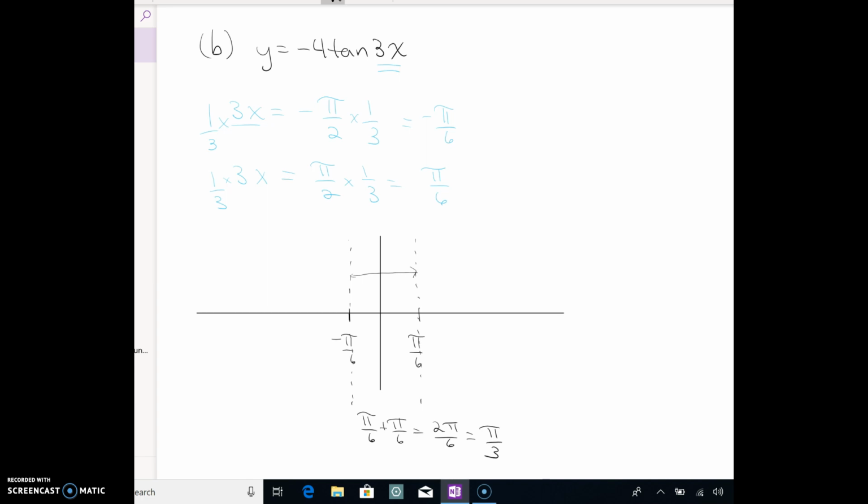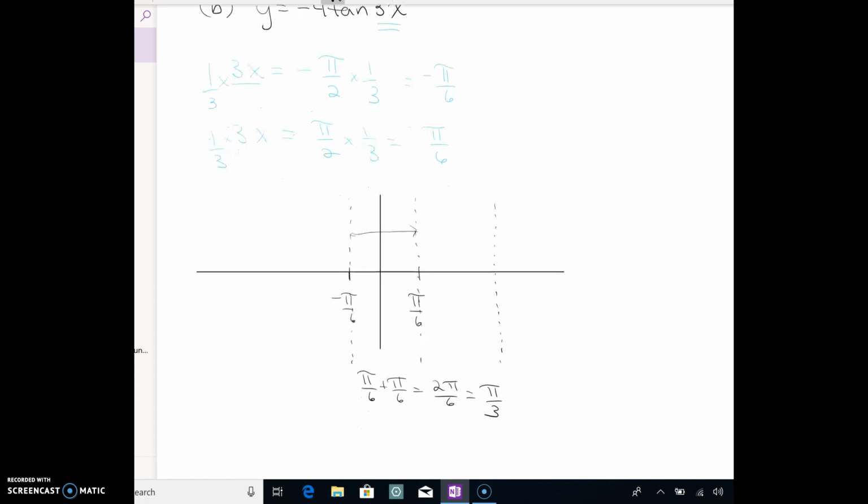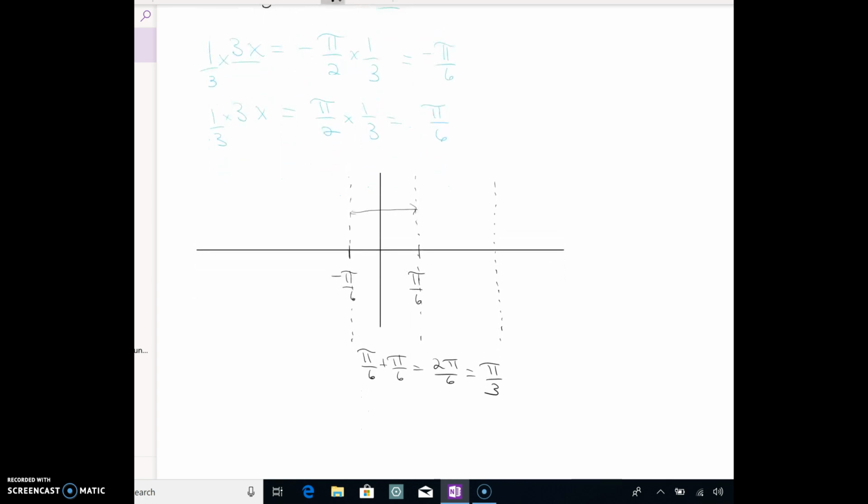Okay, that's the first thing you should be comfortable with. So what that means, let's do this next endpoint over here. Well, if we're starting at pi over 6, and if we have a period of pi over 3, that means to find out what this next vertical asymptote is, we're going to add pi over 6 to pi over 3. That is the same thing as saying pi over 6 plus 2 pi over 6. So that gives us 3 pi over 6, which reduces down to pi over 2. So this over here is pi over 2.